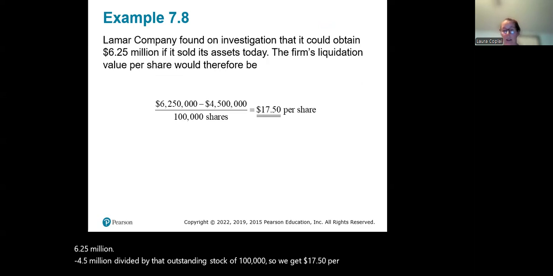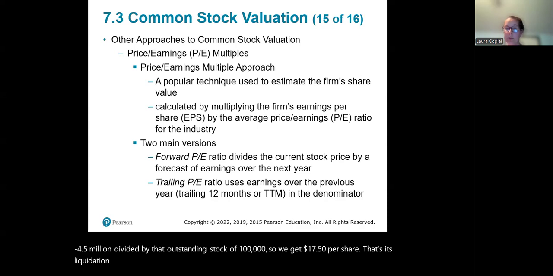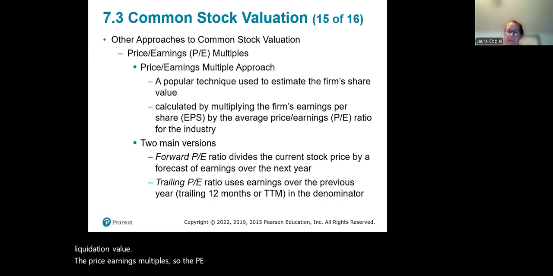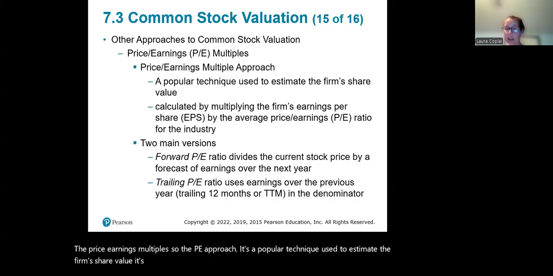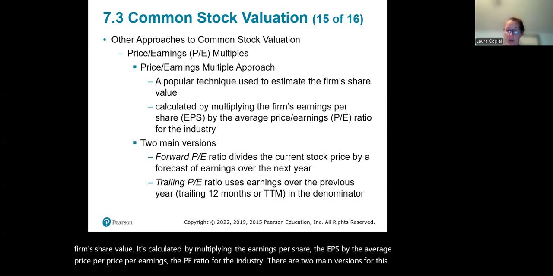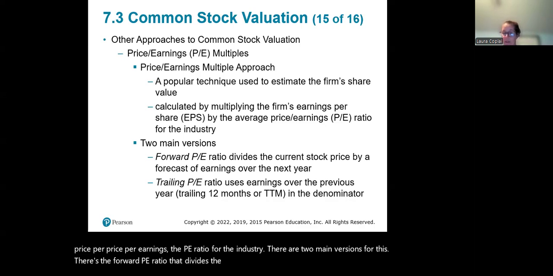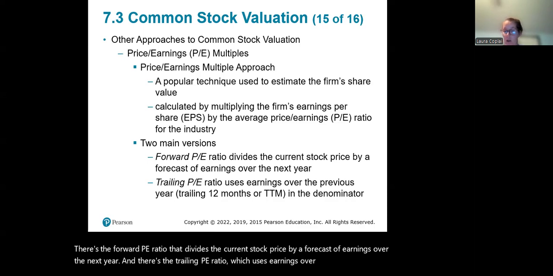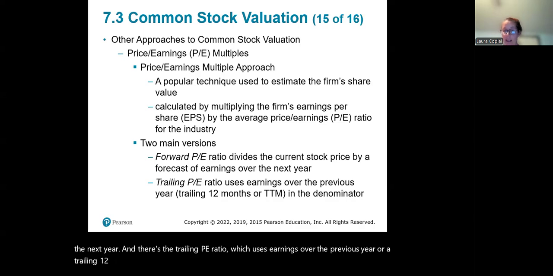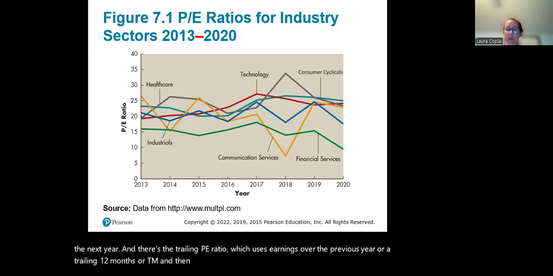That's its liquidation value. The price earnings multiples. So the PE approach is a popular technique used to estimate the firm's share value. It's calculated by multiplying the earnings per share, the EPS, by the average price per earnings, the PE ratio for the industry. There are two main versions for this. There's the forward PE ratio that divides the current stock price by a forecast of earnings over the next year. And there's the trailing PE ratio, which uses earnings over the previous year, or a trailing 12 months or TTM, in the denominator. So here's an example of PE ratios for industry sectors from 2013 to 2020.